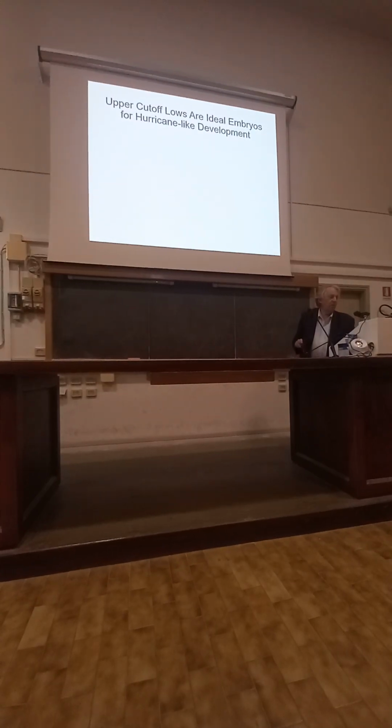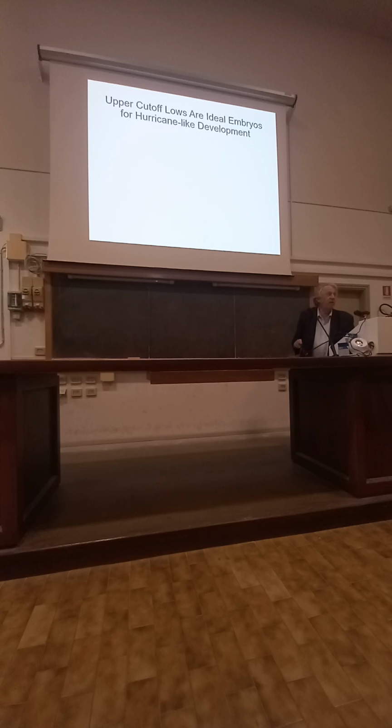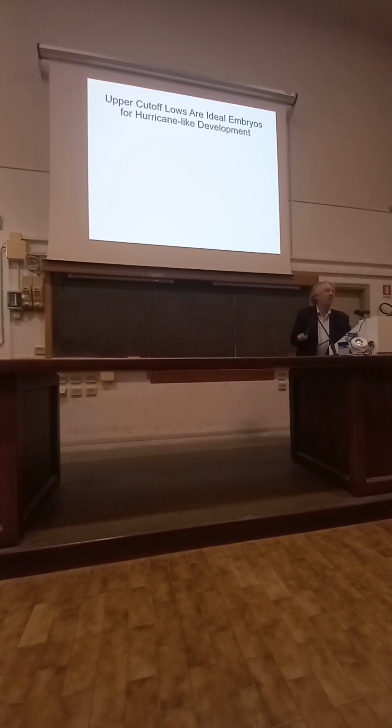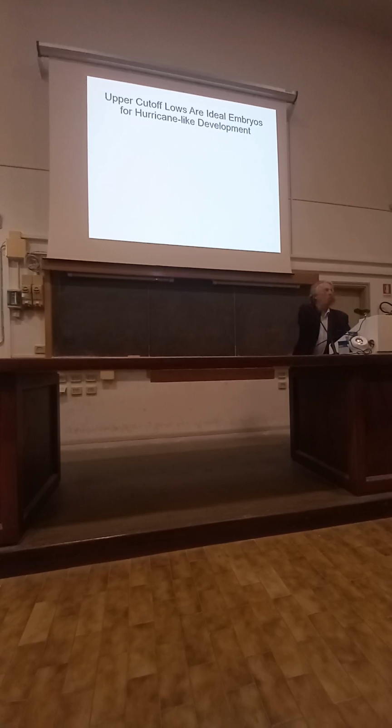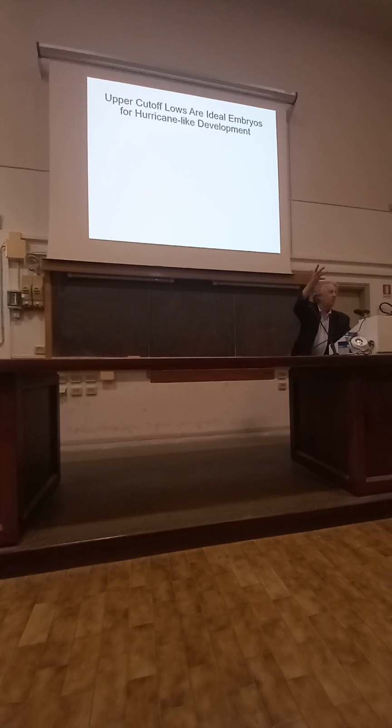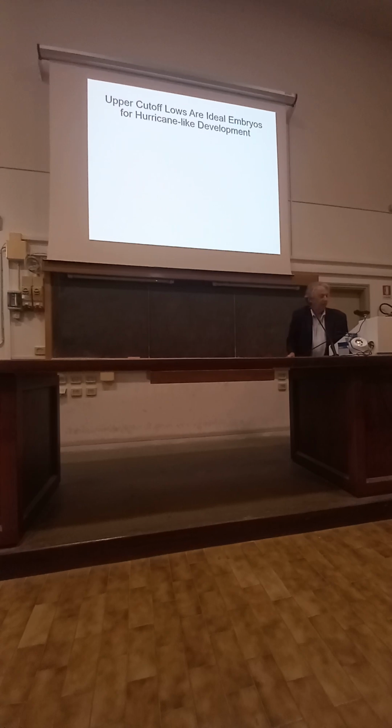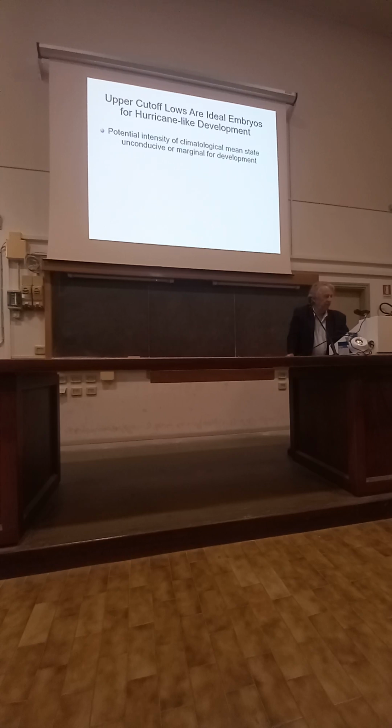So these upper cutoff lows are really ideal embryos for hurricane-like development. They create the potential that allows Cyclops to develop. They also create an atmosphere with very little wind shear at height, because you're in the middle of the cyclone, right in the middle, there's no change in the wind with height. And it's humid. And both of those are other conditions you have to get this kind of storm.